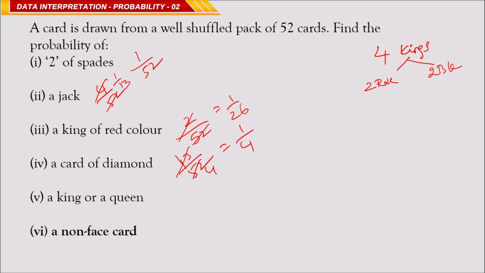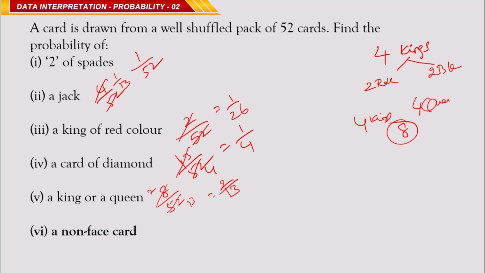Next, king or a queen. So, what is the probability of getting king or a queen? How many kings are there? There are 4 kings and 4 queens also. King or queen means totally we have 8 favorable outcomes. So, the probability is 8 by 52, 4 2s, 4 13s. Probability of getting a king or queen is 2 by 13. Okay.